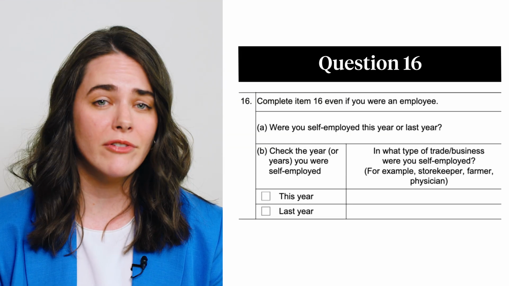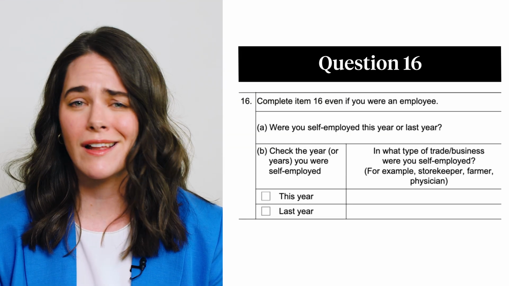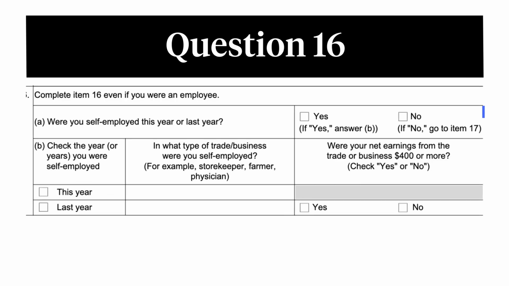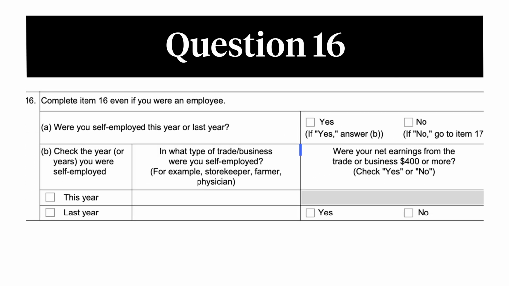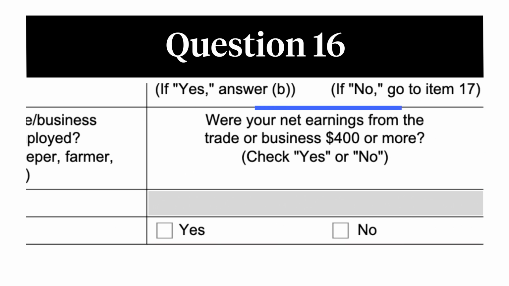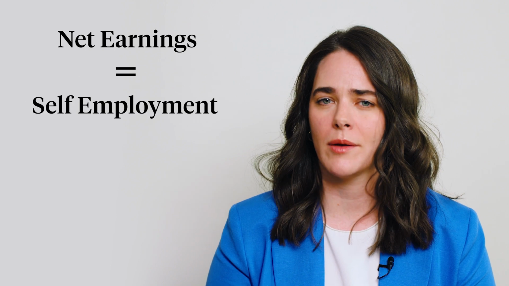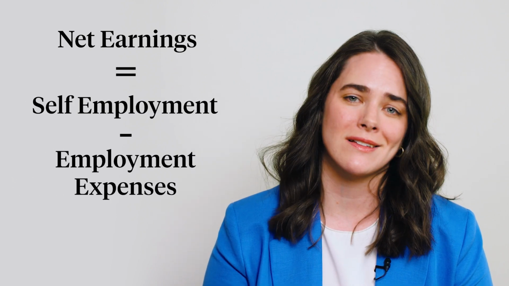Question 16. This question is geared towards self-employed folks, but whether or not you're a freelancer or run your own business, you'll have to complete this one. In Part A, you'll check yes or no. And in Part B, you'll list the dates and type of business you were self-employed in, like shopkeeper or event planner. A checkbox asks if you earned at least $400 from your self-employment last year. This refers to net earnings, which is your total self-employment income minus the business expenses.